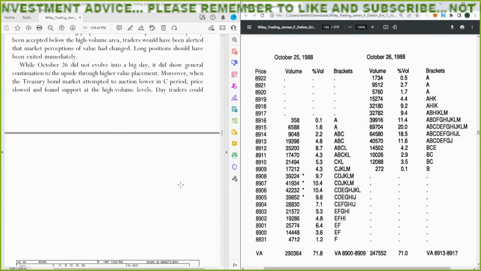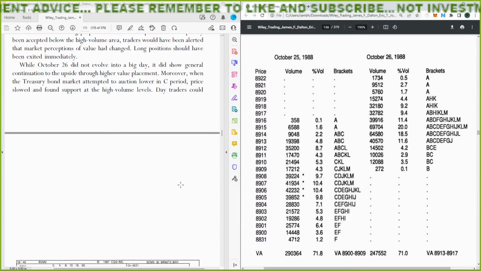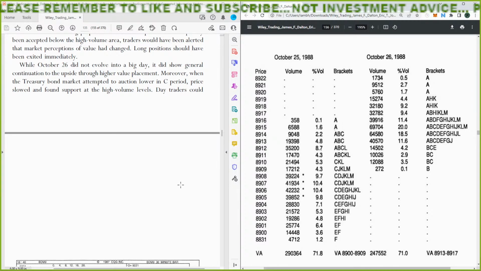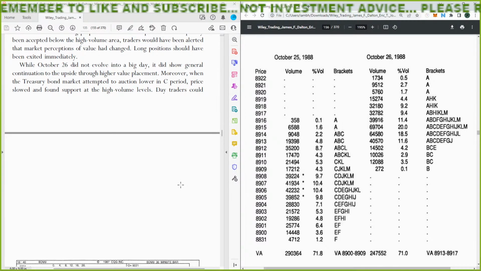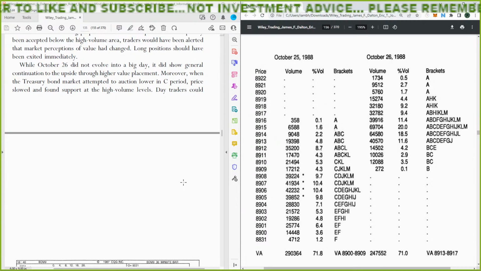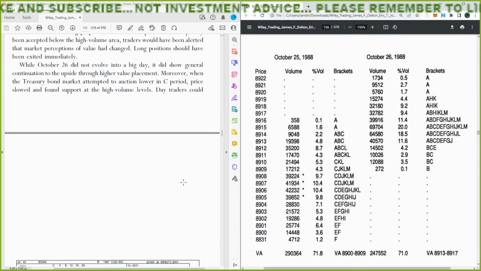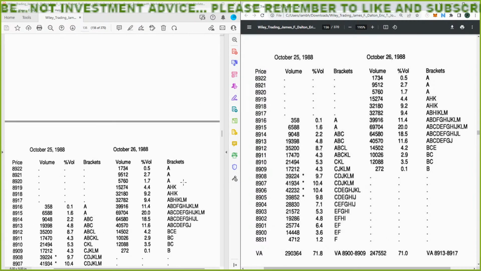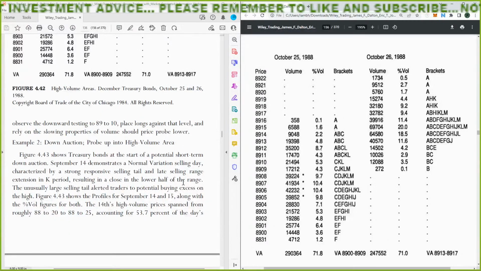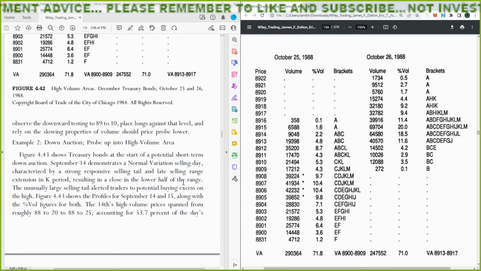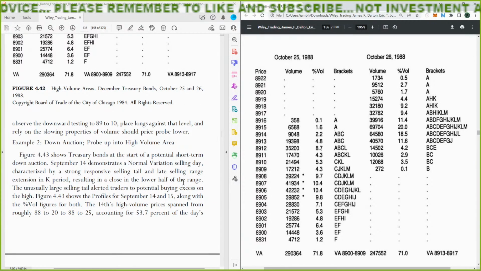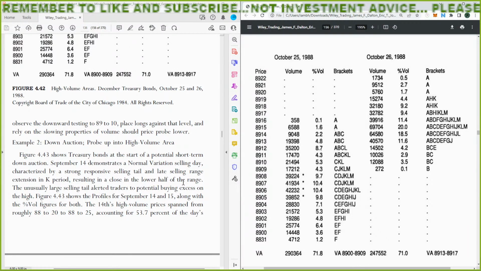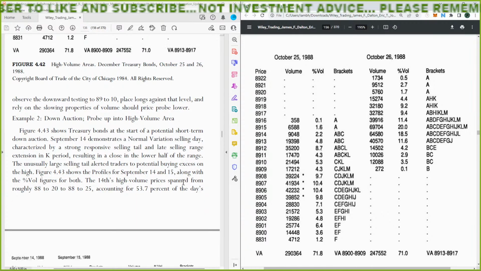While October 26 did not evolve into a big day, it did show general continuation to the upside through higher value placement. Moreover, when the Treasury bond market attempted to auction lower in C period, price slowed and found support at the high volume levels. Day traders could observe the downward testing of 89-10, place longs against that level, and rely on the slowing properties of volume should price probe lower.